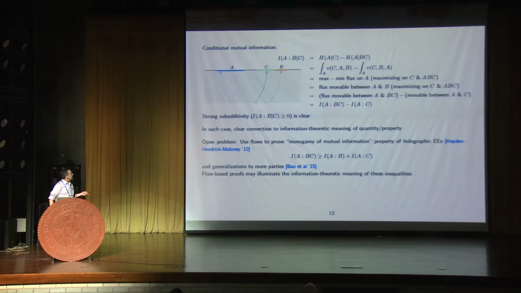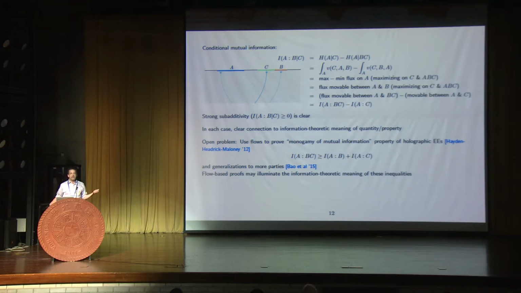So, and then finally, the conditional mutual information is the amount of flux that you can move. There are a lot of different ways of writing the mutual information in terms of other quantities. It's the amount of flux you can move between A and B, maximizing on C and ABC. So that's the equivalent here of conditioning on C. And I just proved strong subadditivity because that has to be a positive quantity. And so we get a very simple proof of strong subadditivity.